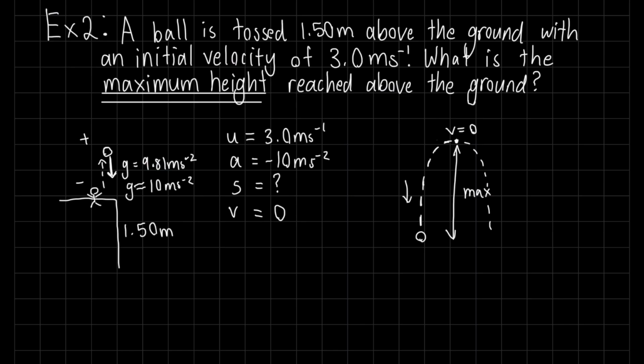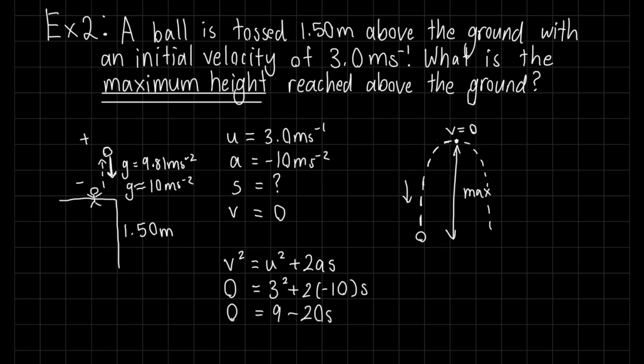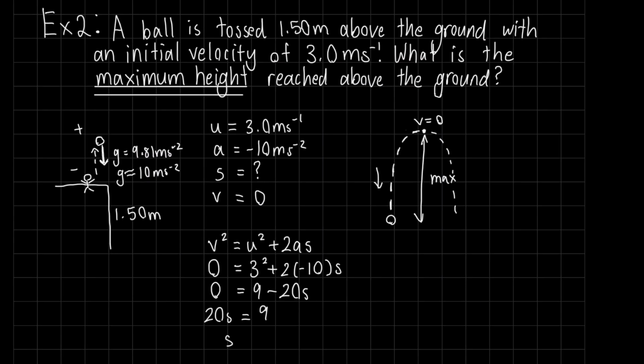All right, now we can use a kinematics equation. So I'm going to use this equation because it has all the values. All right, now to substitute this into the equation. So V equals 0, U is 3 squared, plus 2, and note, you have to put the negative 10 because of directions and vectors. So this equals 9 minus 20s. Therefore, the displacement equals 0.45 meters.